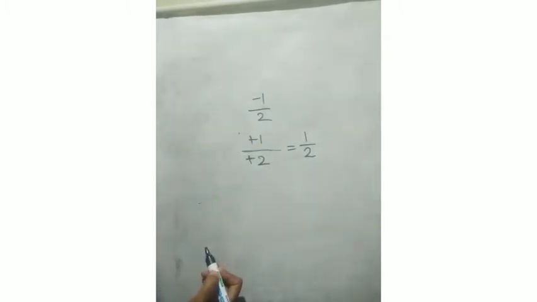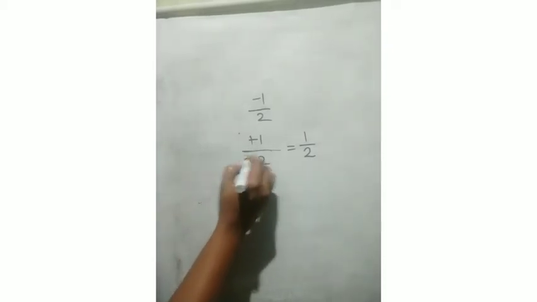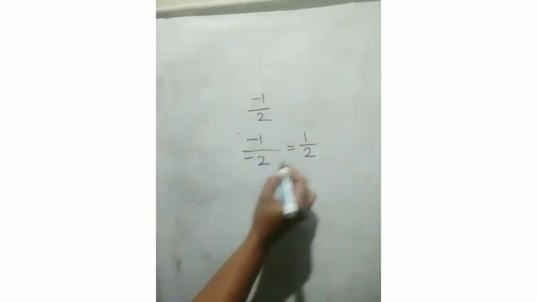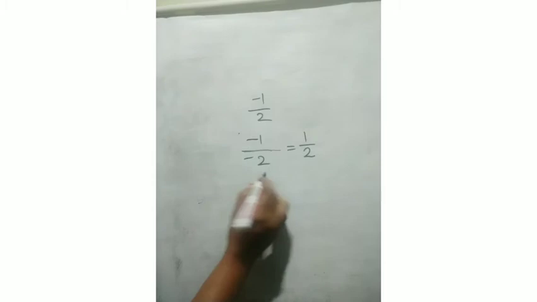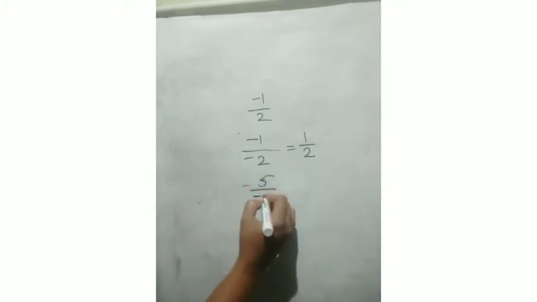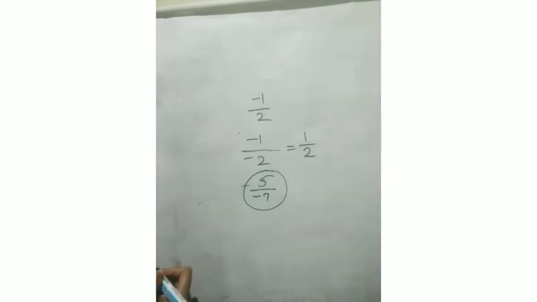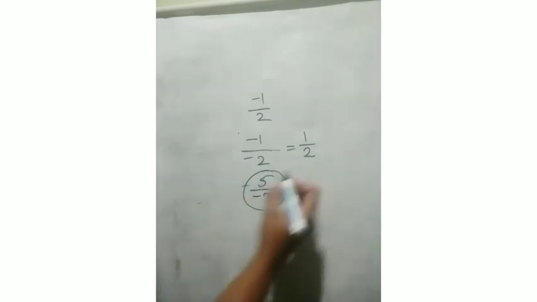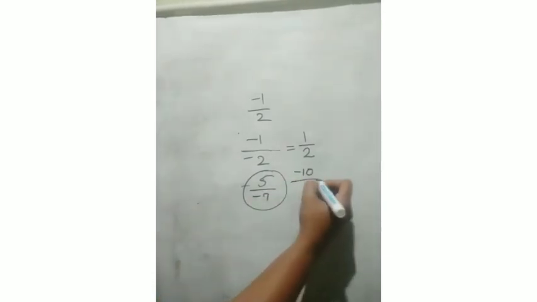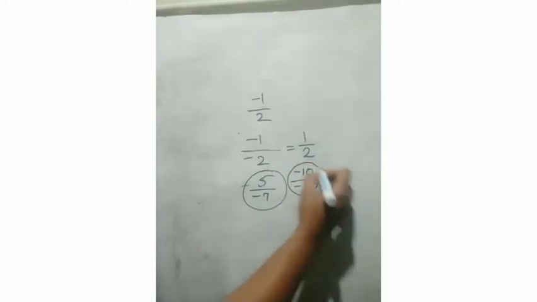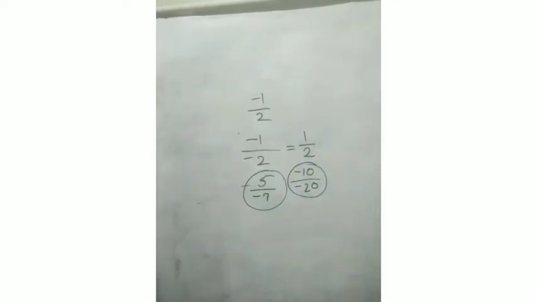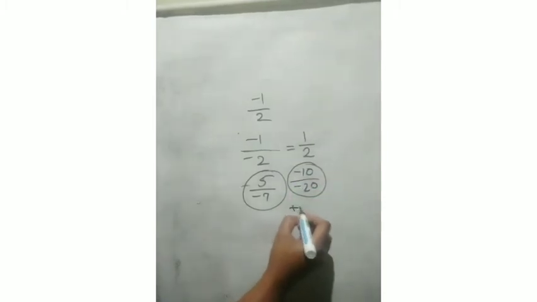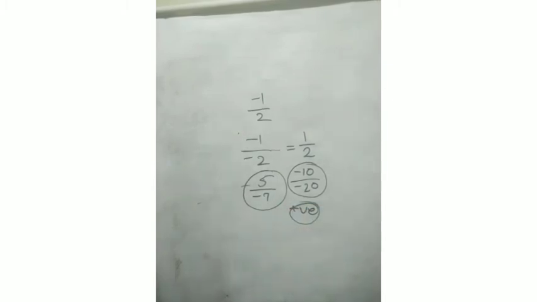Clear? So this is a positive rational number, but 5/negative 7 has only one negative, so we can say this is a negative rational number. But negative 10/negative 20 is a positive rational number. The value is positive. Clear? Negative divided by negative will be positive. We studied that.